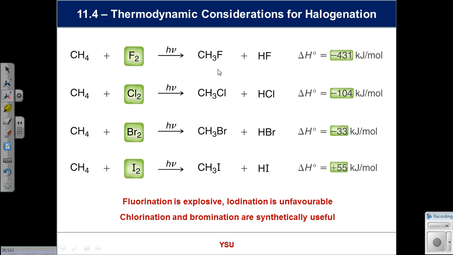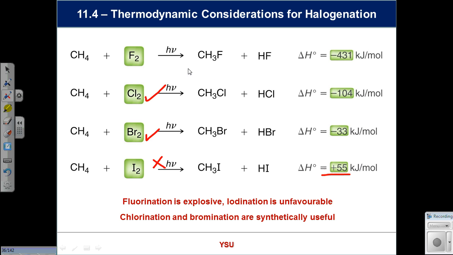So that's the basic stuff out of the way. There are some issues here, just FYI, that you might have to see in the future. You can do this with chlorine. You can do this with bromine. You cannot do this with iodine. The bonds just don't work out. It's actually endothermic. The whole process is endothermic. So it doesn't work for iodinations.